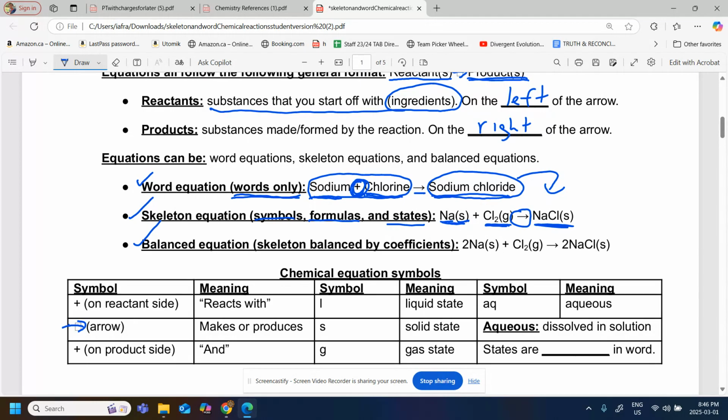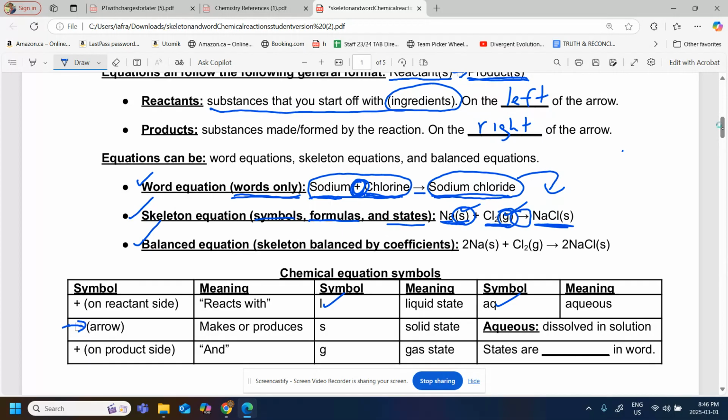So a skeleton equation is a little bit better. It gives you more details about the chemical makeup of the substances reacting and being produced. It tells you the formulas. It also tells you what state they're in. Are they solid, s, gas, g, or liquid, l? Sometimes we say aqueous to say if something is dissolved.